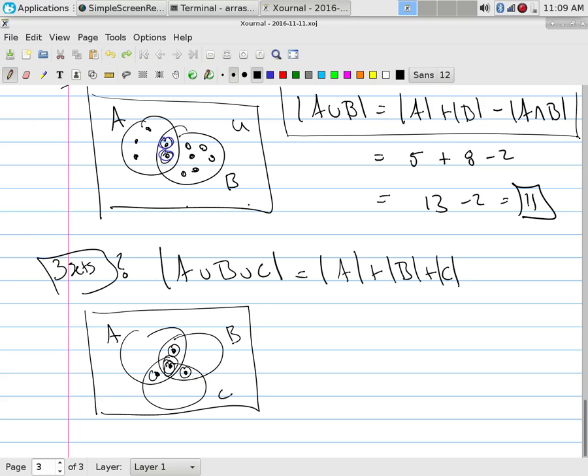Well, what I'm going to do is take away the part that is in A and B. I shall take away the part that is in A and C, and I shall take away the part that is in B and C.